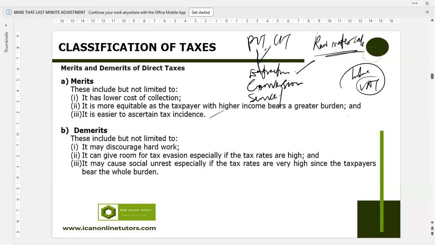So the disadvantage is that it may discourage hard work, because we see people from experience running from paying taxes, especially income tax. They don't want to pay, because that's how you see most people. When you tell them to go and register their business, what will be the first thing they tell you? I was doing small business.